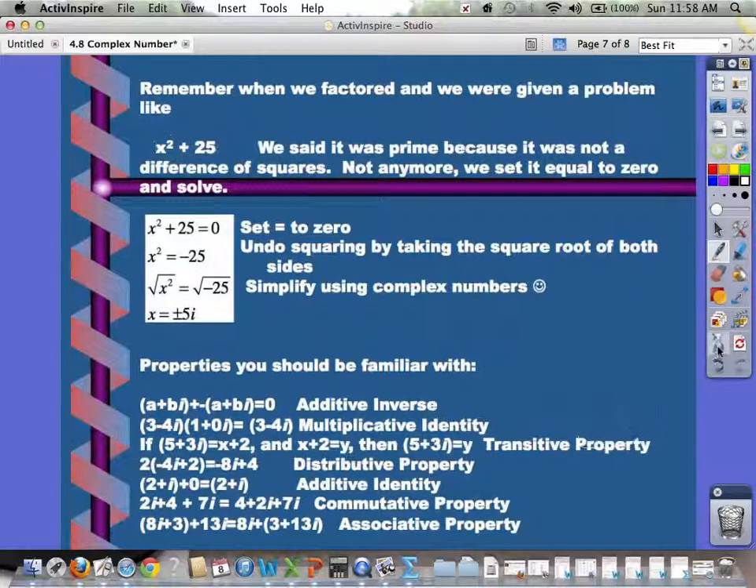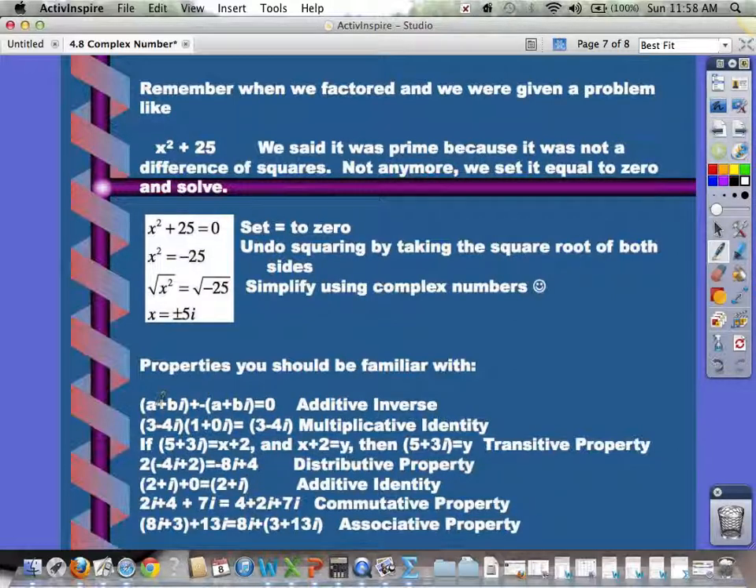Just remember, squaring and square roots undo each other, just like cubing and taking the cube root undo each other. Raising to the fourth power and taking the fourth root undo each other. So you'll use those back and forth a lot. Now, properties you should be familiar with. Instead of the normal properties with regular real numbers, you're going to be mostly using and identifying properties with the non-reals. You need to get real familiar with these crazy looking things, because that's what they're going to use on you.